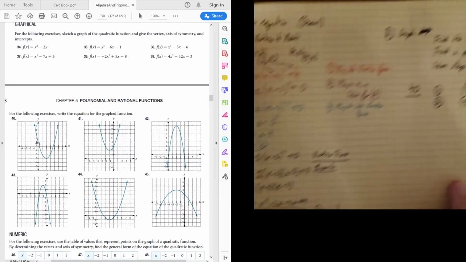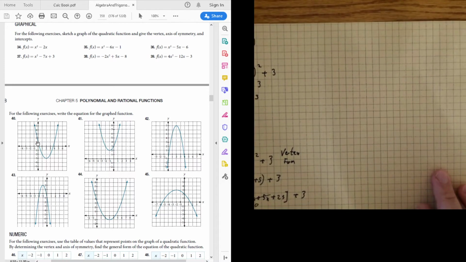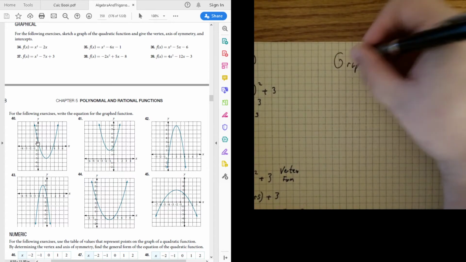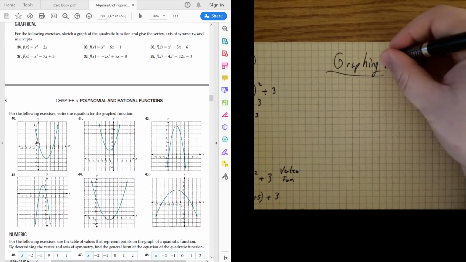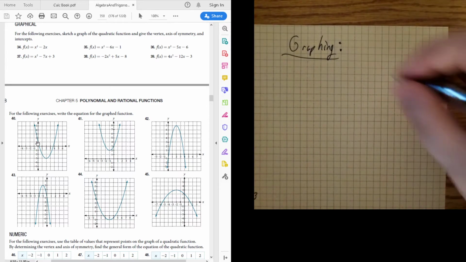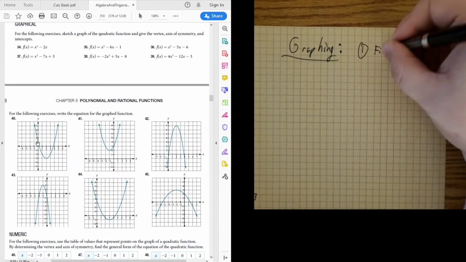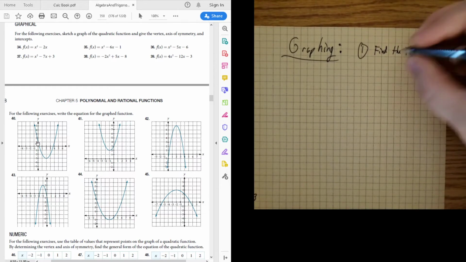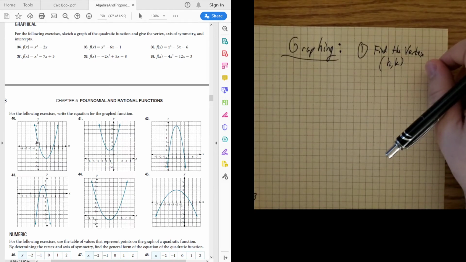There is one final piece, which you might notice if you look at 34 through 39. You can kind of tell what it's going to be. How do we graph these? How do we graph an equation? How do we graph a quadratic in this case? Well, I recommend the following steps. Step 1, find the vertex. That means find h, find k, and find that point.